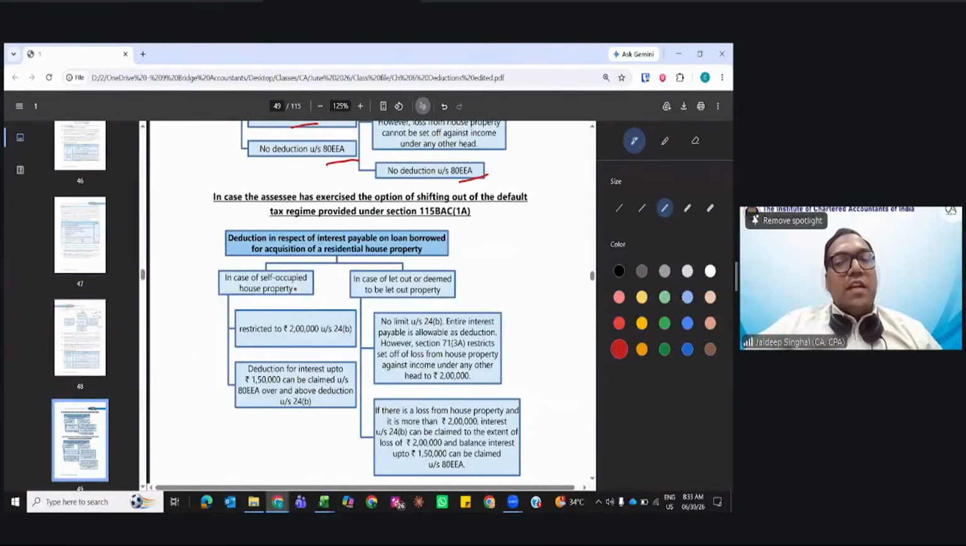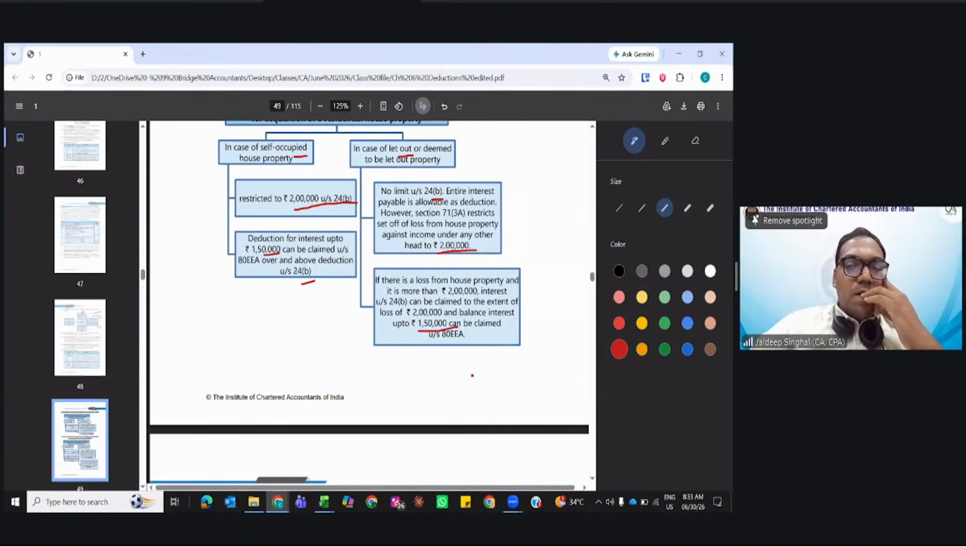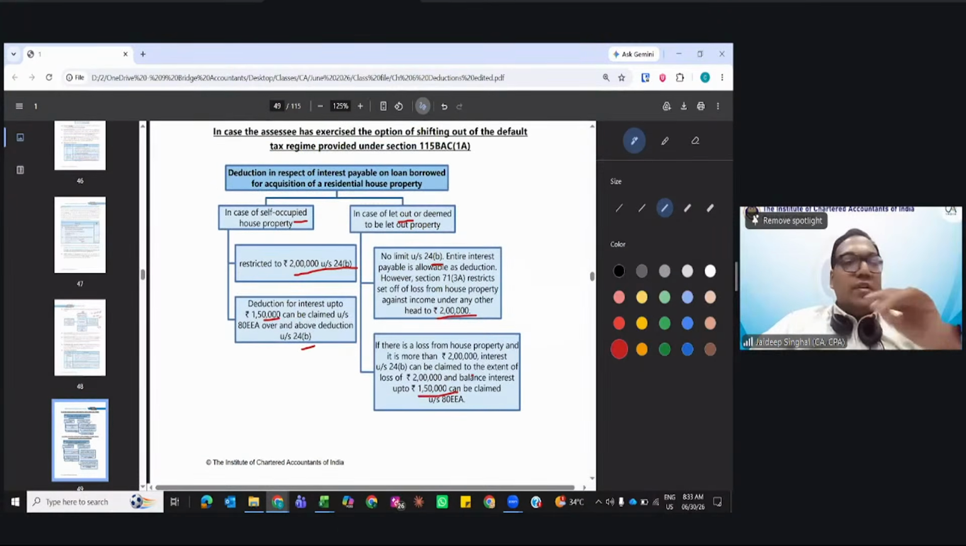If it is the old scheme and self-occupied property, you get 2 lakh under 24B, then the balance, up to 150, you can get here. In case of let out property, there is no limit under 24B, but there is an inter-head set off limit of 2 lakh. Then above 2 lakhs, you can claim under this section up to 150K. Very simple. This is the interplay between 24B and 80EEA. Are you with me till here, everyone? Please confirm to proceed.